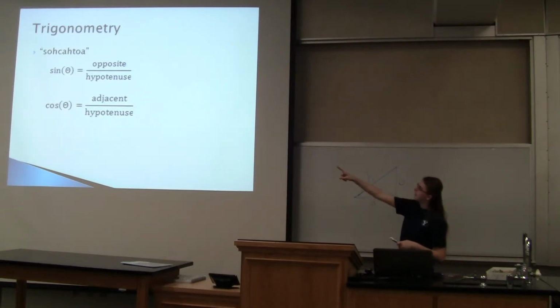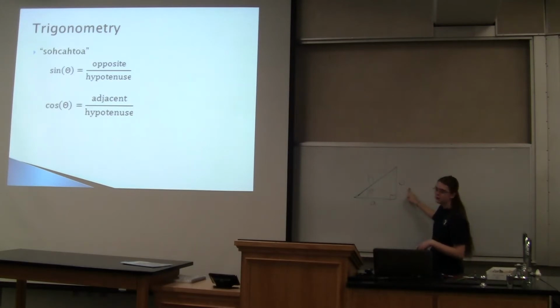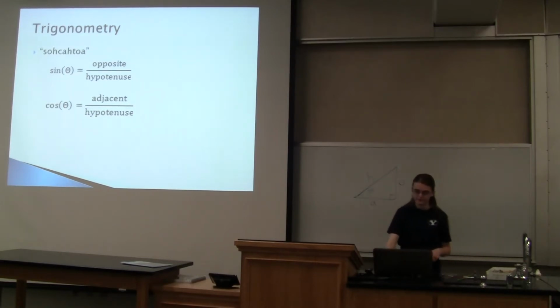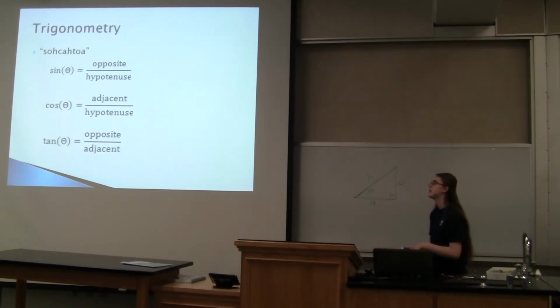So sine of theta, the sine of this angle, is the opposite side divided by the hypotenuse. The cosine is the adjacent side divided by the hypotenuse. Okay, and then the last one is tangent, where we take the opposite side and then divide it by the adjacent side.